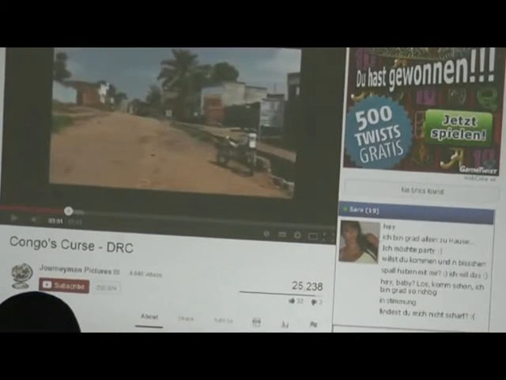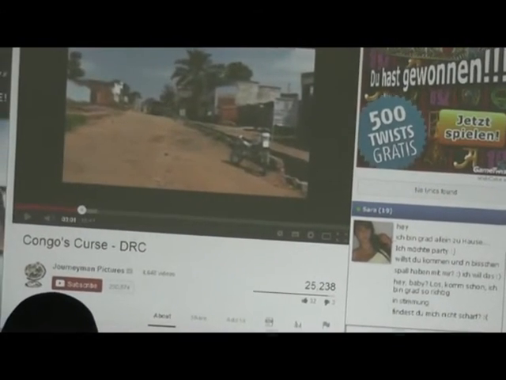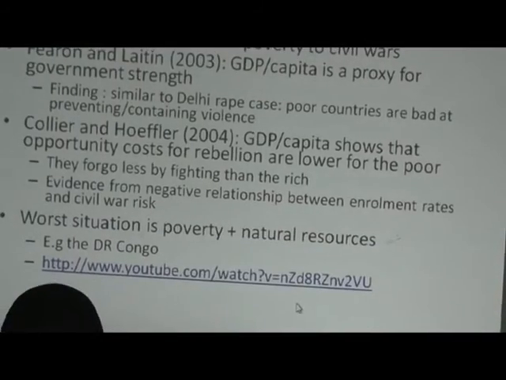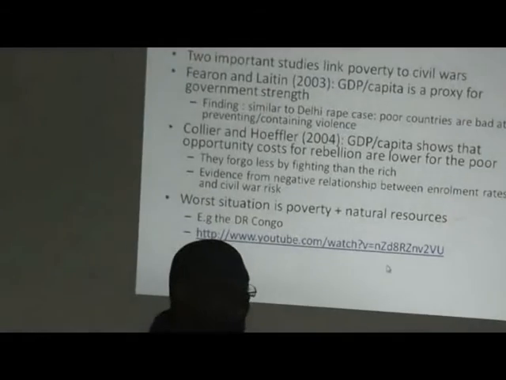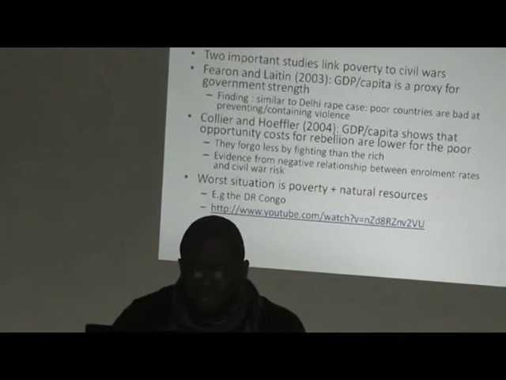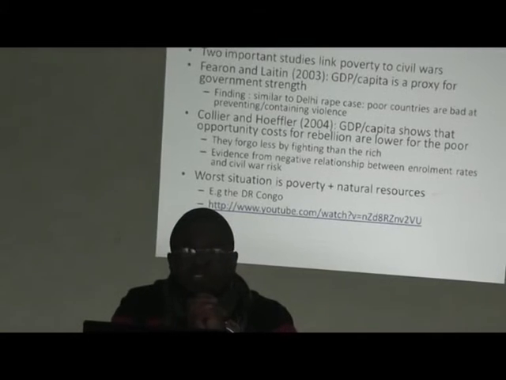That was just a small background on the case in the Congo about poverty, which actually led to the massive creation of rebellions in the eastern part of Congo. And this is treated as a worst situation.